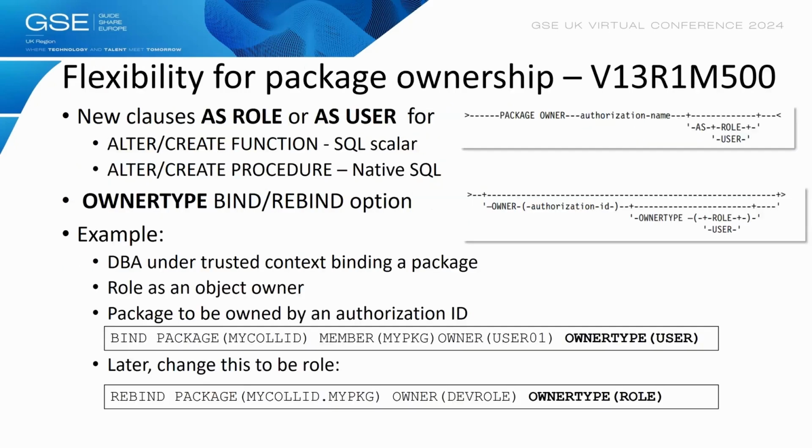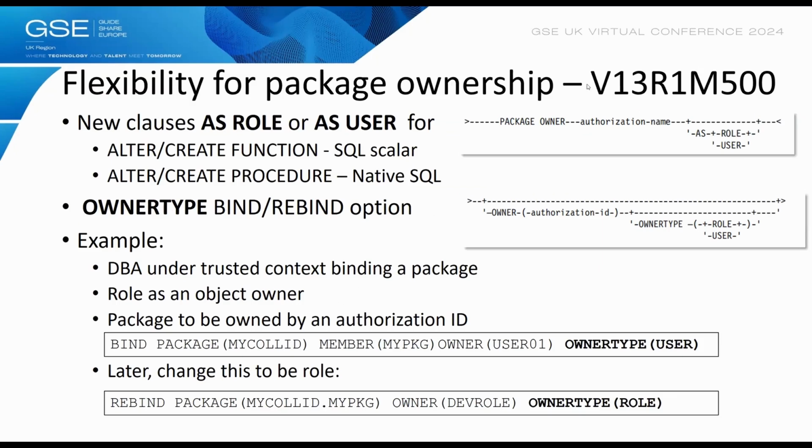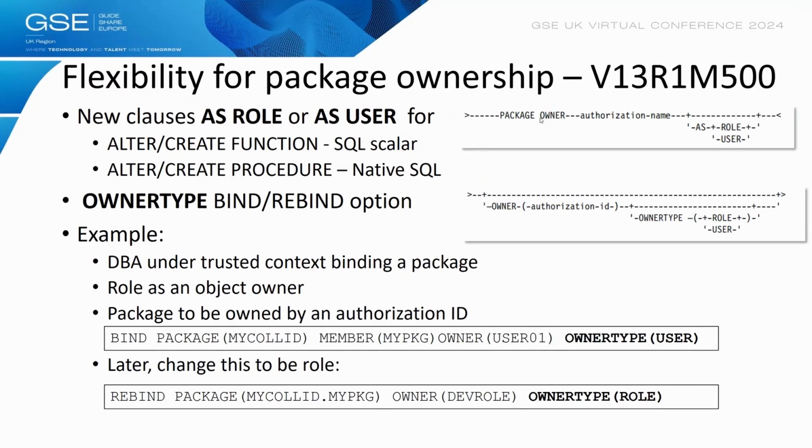Another feature here, this is maybe more of interest for DBAs, because it's about the flexibility for packages and the ownership. But I think at least developers should be aware of it. So now there is a new OWNERTYPE keyword in bind and rebind, and you can specify whether the owner is the user or role.